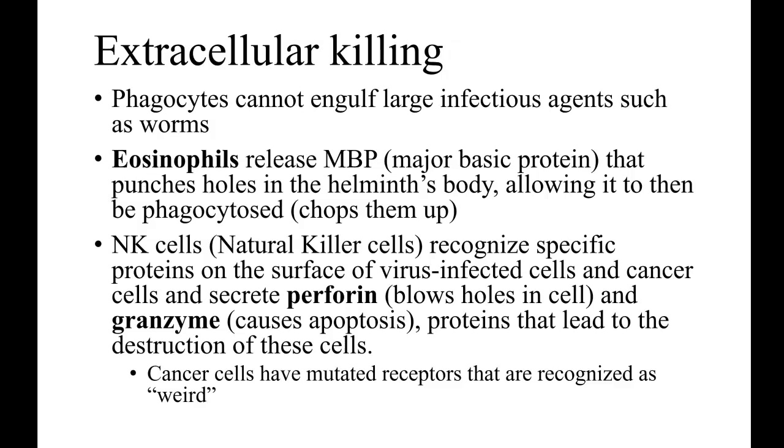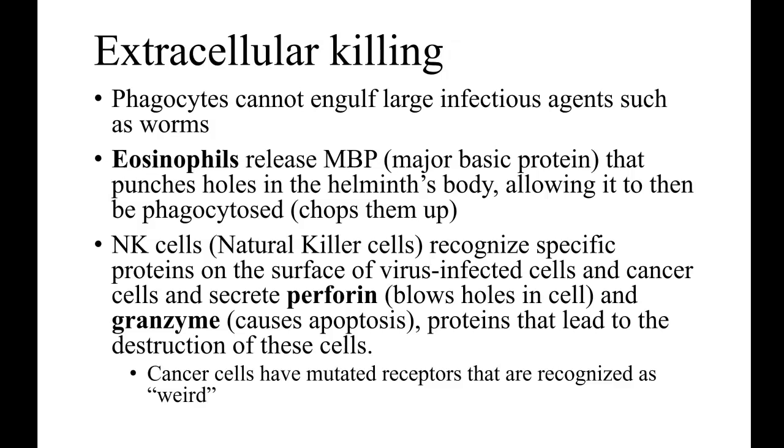There are also natural killer cells. I call natural killer cells the ninjas. They will recognize specific proteins on the surface of virally infected cells and also cancer cells, because cancer cells can look kind of wonky. And what they will do is secrete perforin, which blows these little tiny holes, perforates that cell, and give it the kiss of death with granzyme, which causes apoptosis, that programmed cell death, and basically takes out that cell.